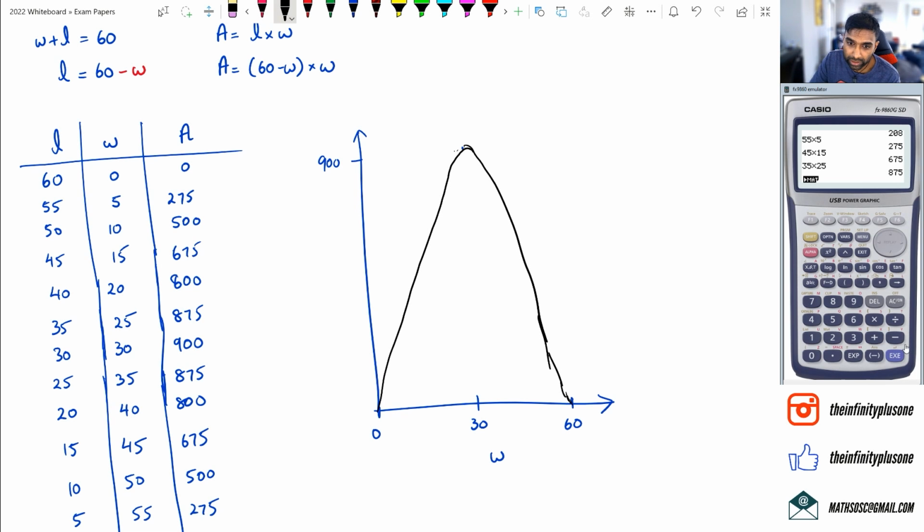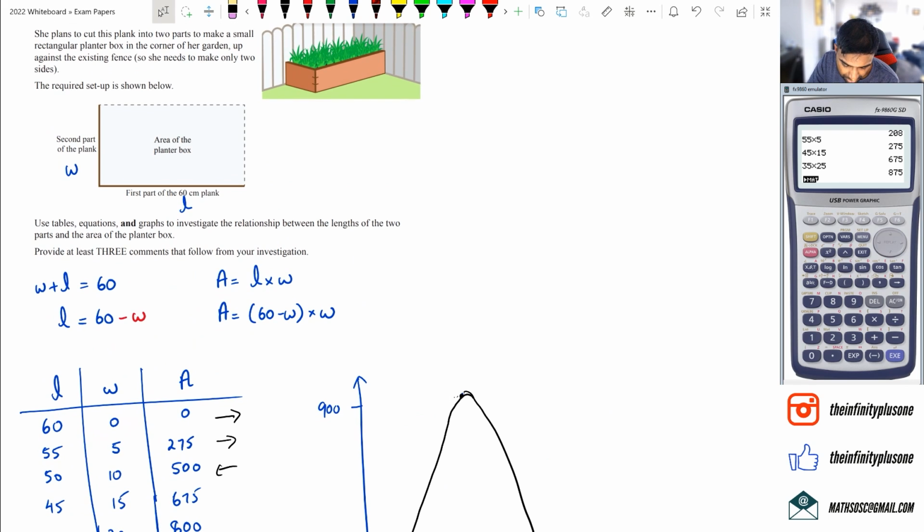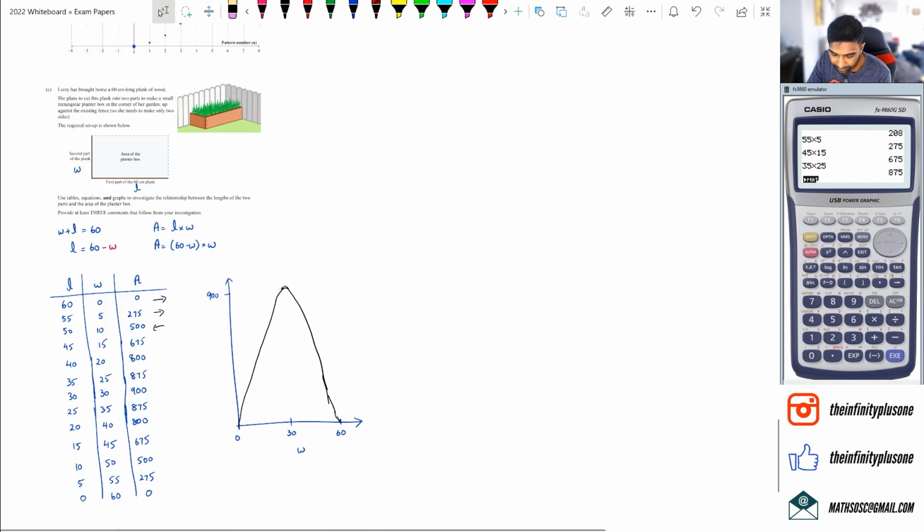Now I've just done it real quickly here just to give you a bit of an idea of how to do it, but you can actually go in there and take all these individual points and then plot them all here and try and work it out. So those are my tables, equations, and graphs. So I've done all 3, and then I've got to write down 3 comments.